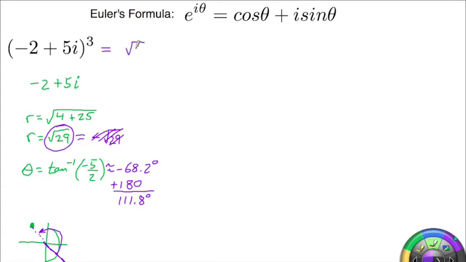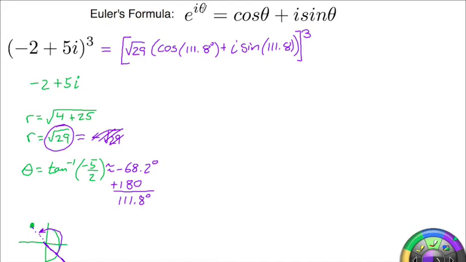Alright, so now this becomes the modulus, square root of 29, times the cosine of 111.8 plus i sine of 111.8. And it's all going to be raised to the third power. Put it around the whole thing. That's very messy. So here's where Euler comes in handy. Euler takes a couple things. The square root of 29 is not disappearing. That would just land out front. The cosine theta plus i sine theta is going to become e to the i theta.